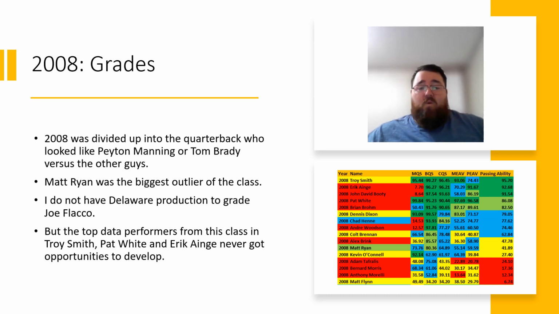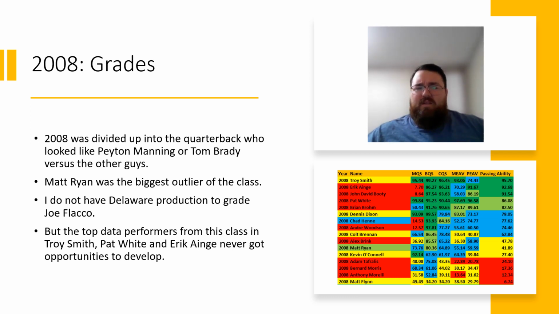The top data performers from this class, though, Troy Smith, Pat White, and Eric Ainge, never got opportunities to develop, with the exception of Pat White. There was a minute there where the Miami Dolphins were doing stuff with Pat White a little bit, but he was so undersized for the NFL to a certain extent, and he had some injuries here and there.